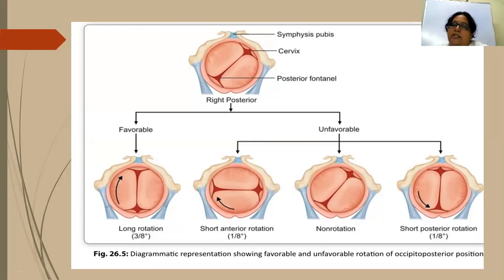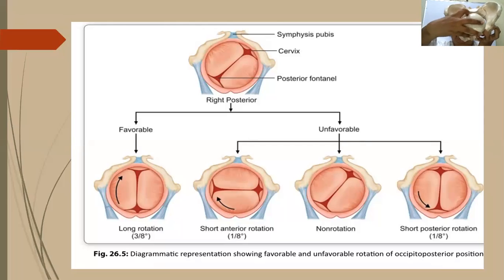And what happens when there is short posterior rotation? If the pelvis is adequate and there are good contractions and good flexion of the head, it will deliver as face to pubis. What is face to pubis? That means, how does the baby deliver normally? Where the occiput lies under the symphysis pubis, okay? Like this, right? The head occiput is like this, behind the symphysis pubis.